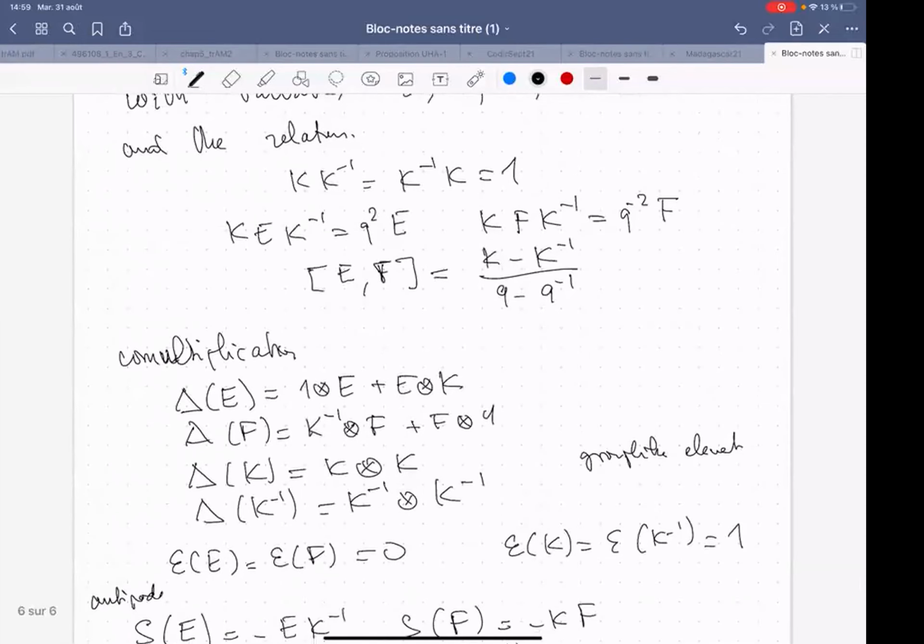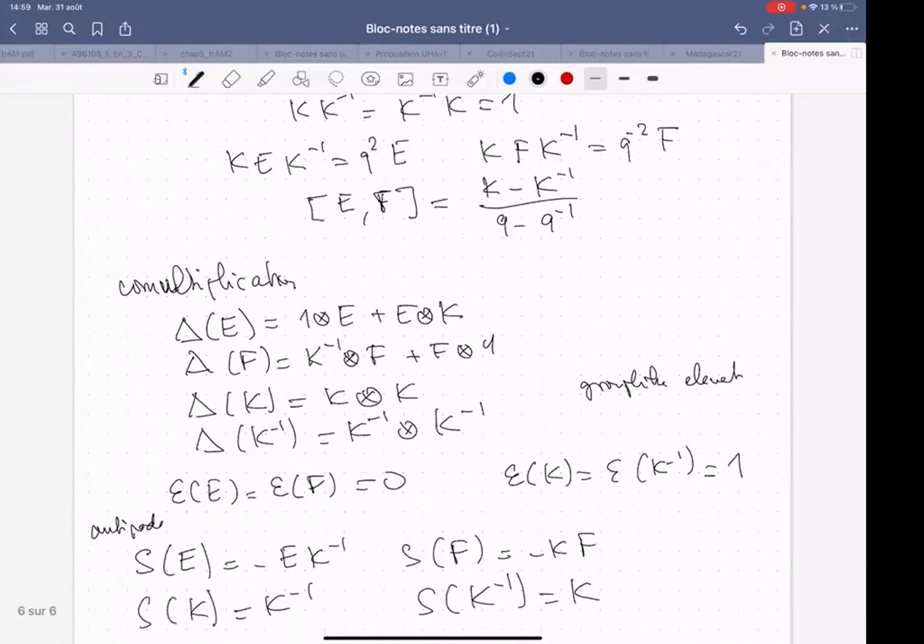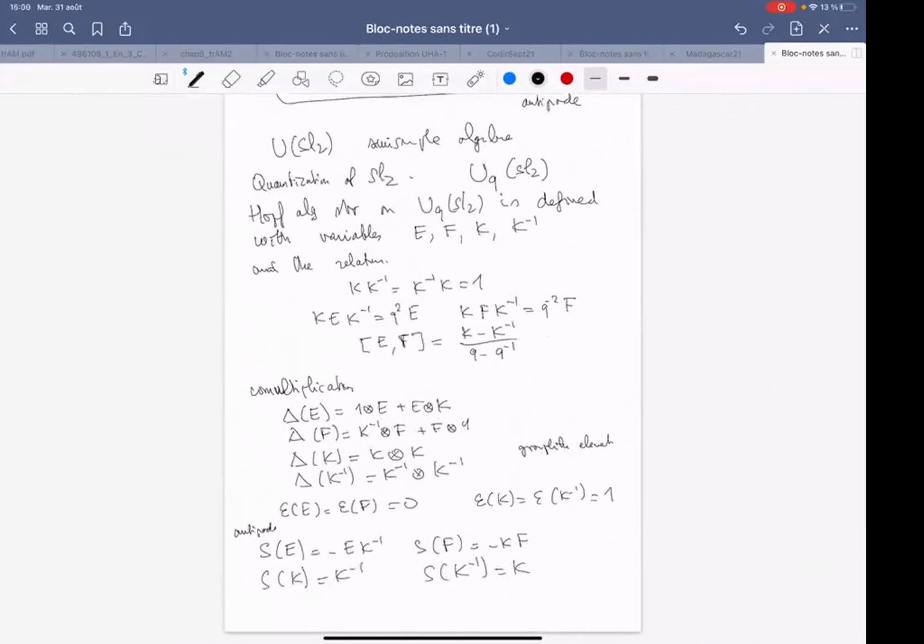This is the deformation somehow of USL2, of the enveloping algebra of SL2. Of course, I told you that if we consider the multiplication, in fact, we don't have deformation, but if we consider it as a Hopf algebra, we have deformation using this parameter Q. In fact, when Q tends to 1, then what we get is USL2. This is what we mean by deformation.